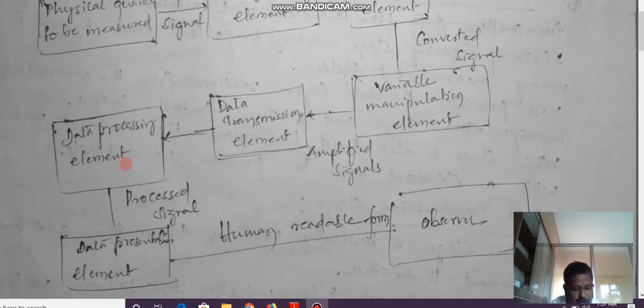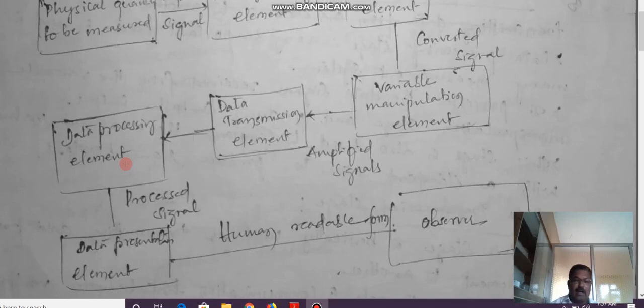Okay, the data processing stage is a very important element used in many measurement systems. It processes the data signals received from the variable manipulation stage and produces a suitable form. This stage is also used to compare the measured value with the standard value to produce a required output.